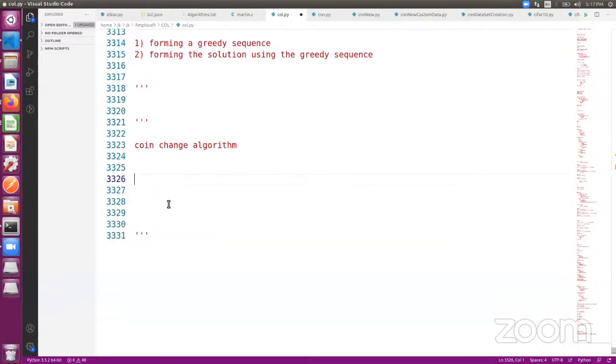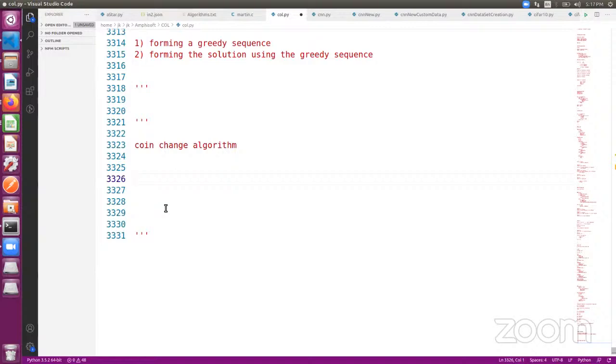So the algorithm says that you'll be given a currency. Let us take the Indian currency, and you'll be given all the denominations of the Indian currency. You have n number of coins in each denomination, and the problem is you have to reach the target with the minimum number of coins.